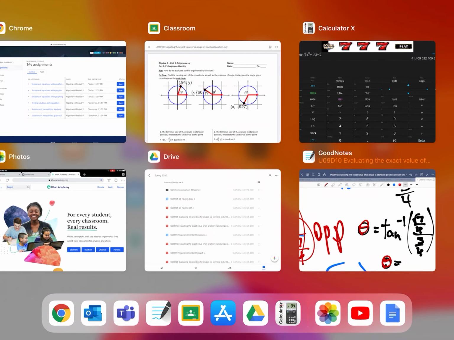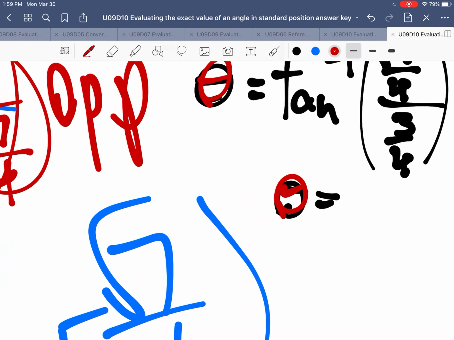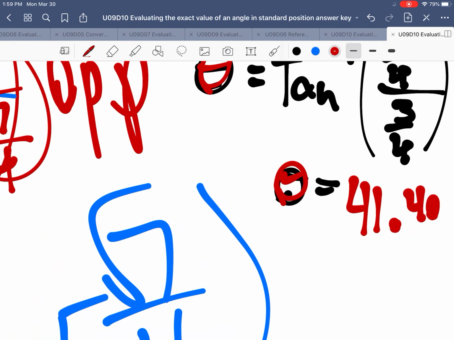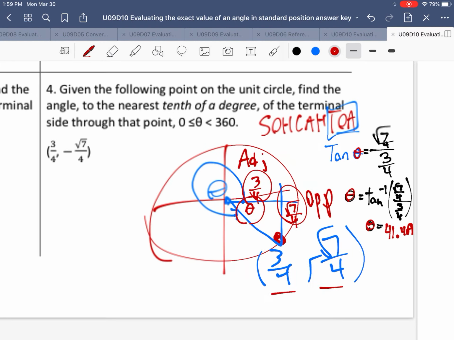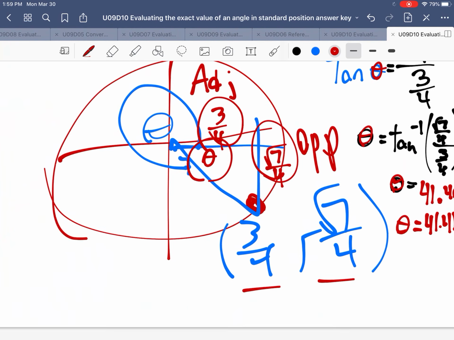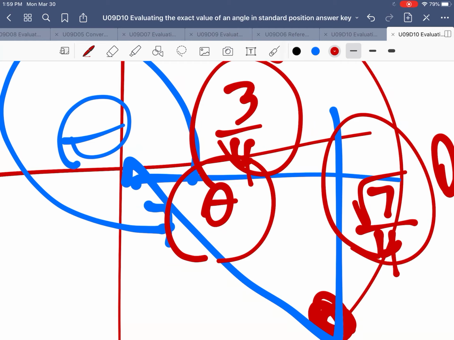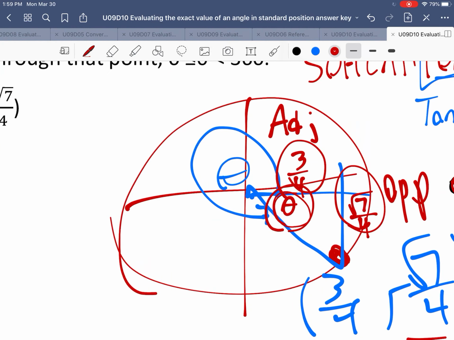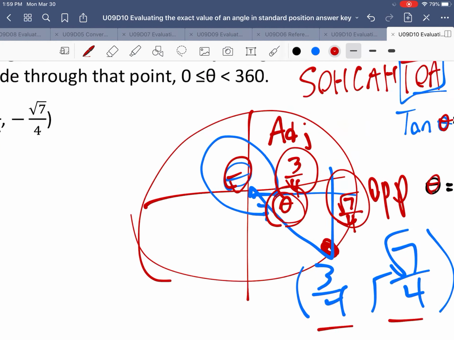And I get 41.409. So theta is equal to 41.409. This one said to the nearest tenth of a degree, so that's 41.41. So theta equals 41.41.